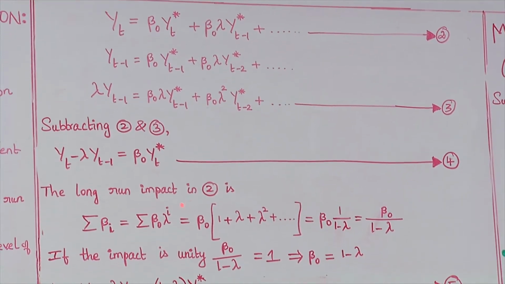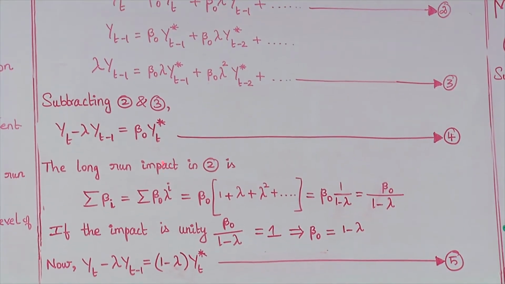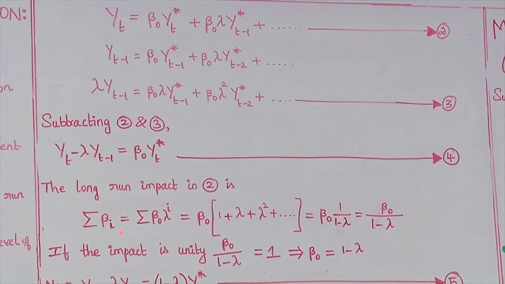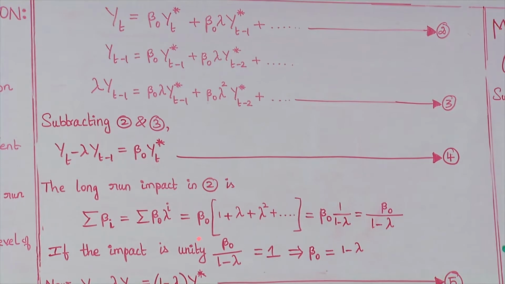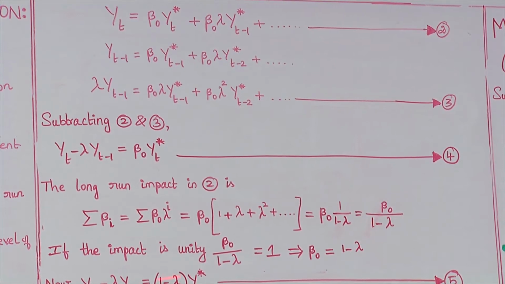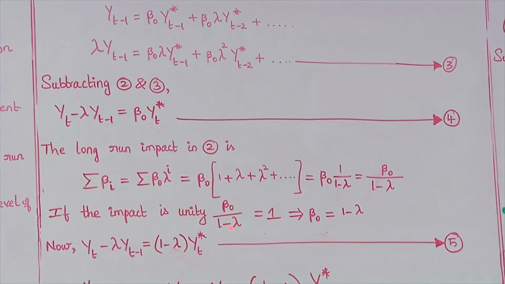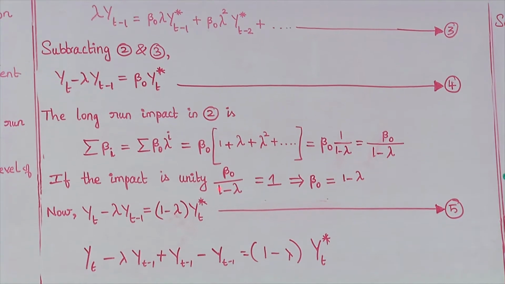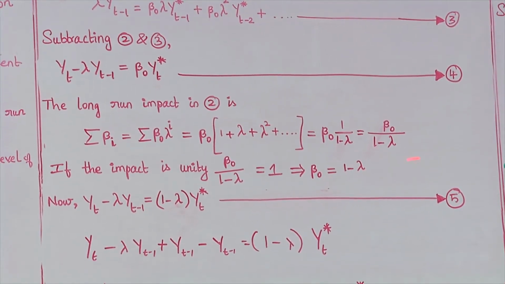In this equation 2, the long run impact can be measured, that is nothing but sigma beta i, which is equal to sigma beta 0 lambda power i. Beta 0 can be taken outside and lambda power i will be there, varying in i. So, we get 1 plus lambda plus lambda square, etc. It goes on. That is equal to beta 0 into 1 by 1 minus lambda, because this is a geometric series. The sum of this series is 1 by 1 minus lambda if lambda is between 0 and 1. So, that is equal to beta 0 by 1 minus lambda. If the impact is taken as unity, or the normalized impact, then we will have beta 0 by 1 minus lambda equal to 1. That implies beta 0 equals 1 minus lambda.